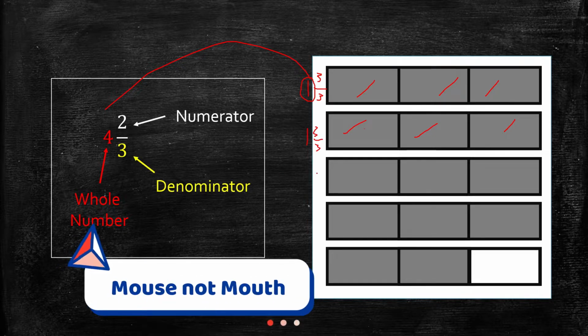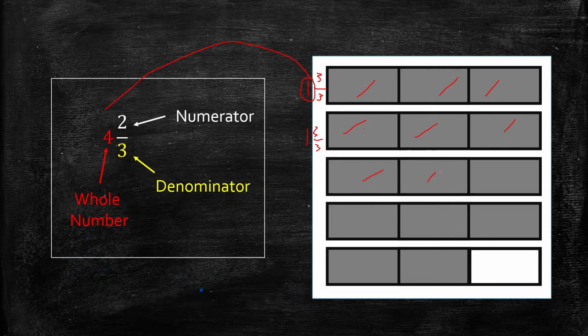It's hard to write the numbers with my mouse. All 3 are filled in. All 3 are filled in. So we have a total of 1, 2, 3, 4 complete pieces. That is how we got, I'll draw my little squiggly arrow there, to the 4. That's how I got my 4 wholes.